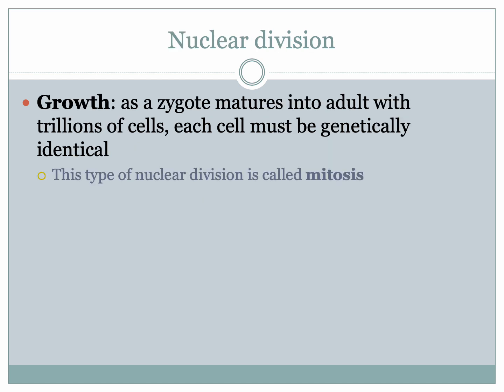Looking at nuclear division, there's a lot of growth that has to happen as a zygote matures into an adult. With about 1 trillion cells, each cell is genetically identical. This type of division is called mitosis. So when you have an egg and a sperm that unite together, that's fertilization, and then that forms the zygote. The zygote then begins that growth and dividing through a process known as mitosis.